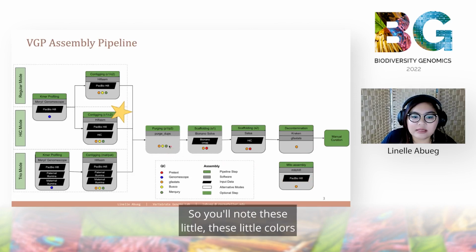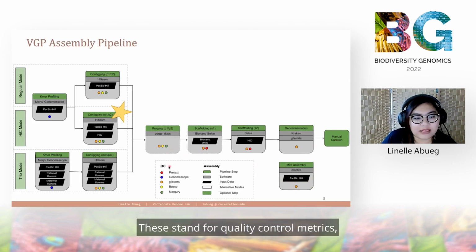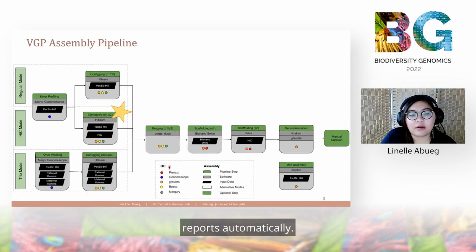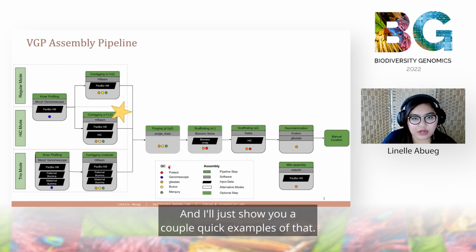So you'll note these little colors along the workflow. These stand for quality control metrics that our pipeline, as we have implemented in Galaxy, reports automatically, so the user doesn't have to do anything. It generates these QC metrics right on the dot, and I'll just show you a couple quick examples of that.